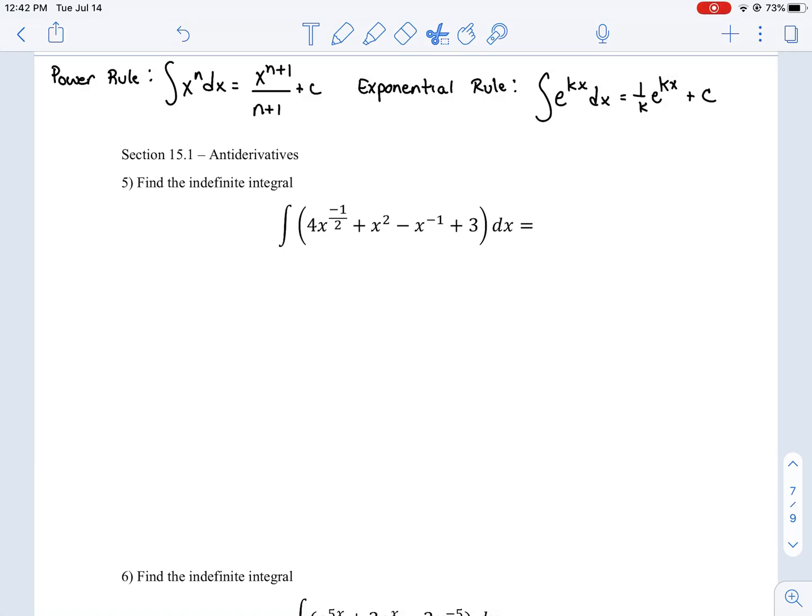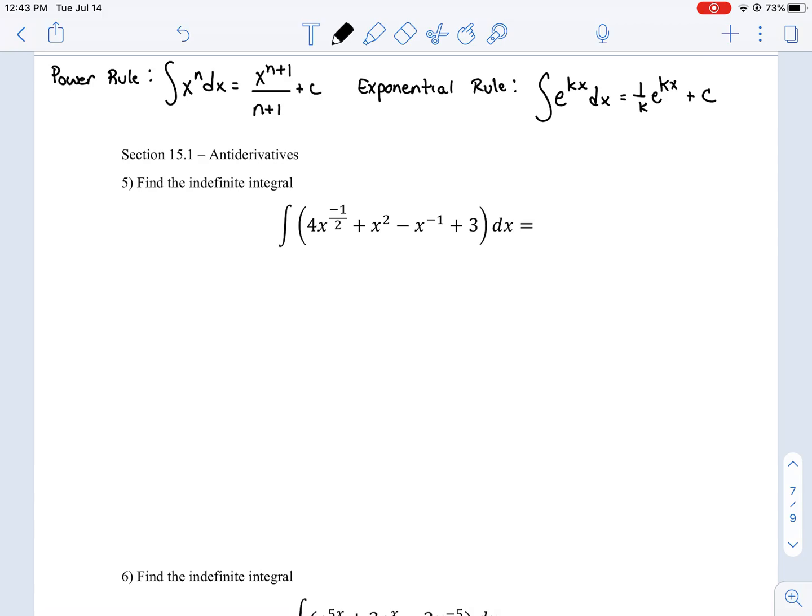Hello class, in this video I'll be applying some of the rules that you learned to find the antiderivative of a function. Let's begin. Find the indefinite integral of the following four-term expression.